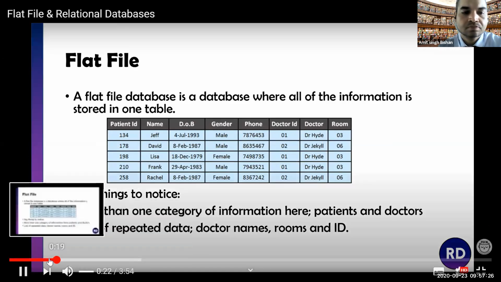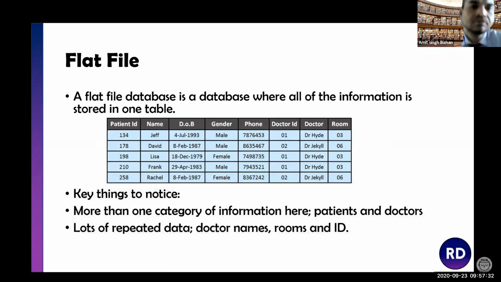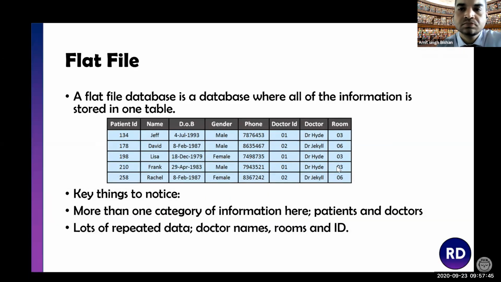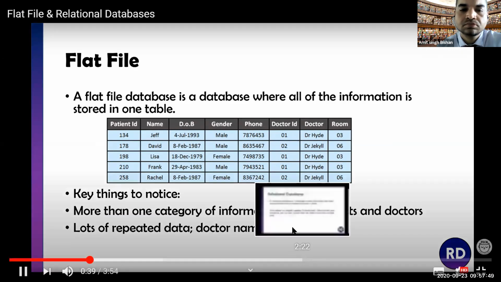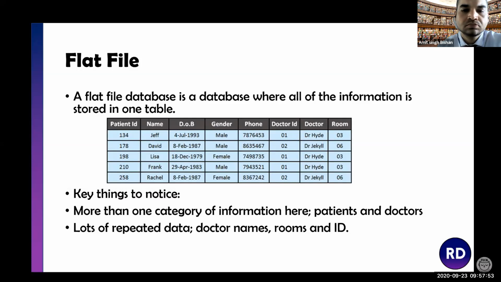Everything is all in one table, where all the information is stored in one table. So you can see on there, everything is all in one place. Now, usually a flat file database, we're talking about a spreadsheet like Excel. Even though that's a spreadsheet and not a database, technically a spreadsheet is a flat file database. But as you can see on the example there, there's lots of repeated data and there's more than one category of information. So I've got patient's information and doctor's information, and really those should be two separate things.